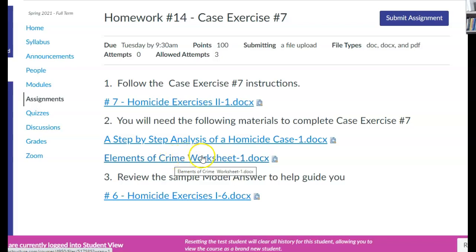Once we move into Chapter 3, the setup will be the same. However, since we will finish with homicides in Chapter 2, the materials that you will need to complete case exercises in Chapters 3, 4, 5, 6, 7, 8, 9, and 10 will only involve a worksheet of some sort. It may be elements of a crime, it may be elements of a crime and defenses, and in Chapter 10 it will be parties to crime as well, identifying who the parties are: first principals in the first degree, second degree, accessories before the fact and after the fact.